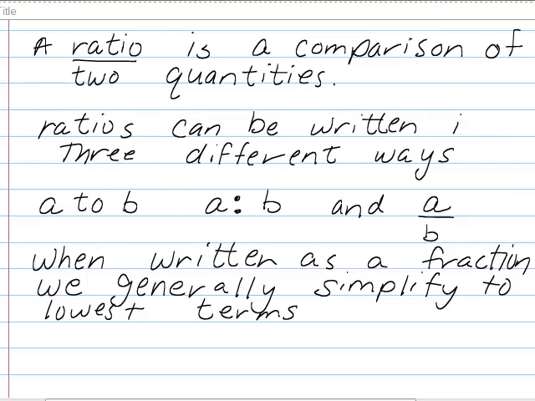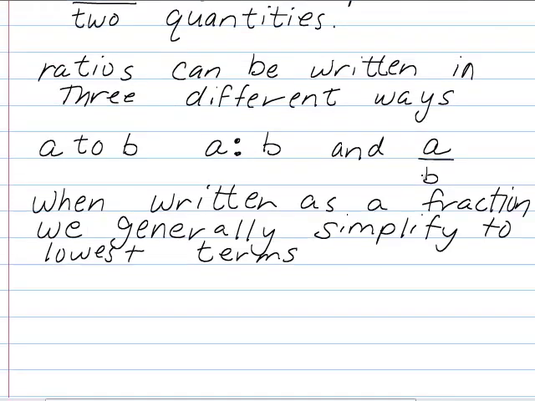Now, I said them all the same, didn't I? They sounded just exactly the same. But here, A to B, that's written out. This colon here means "to," so A:B is read the same way. And this way, we write it as a fraction, A/B, and it's said exactly the same way. So when written as a fraction, we generally simplify to lowest terms. And so let's look at an example of this.